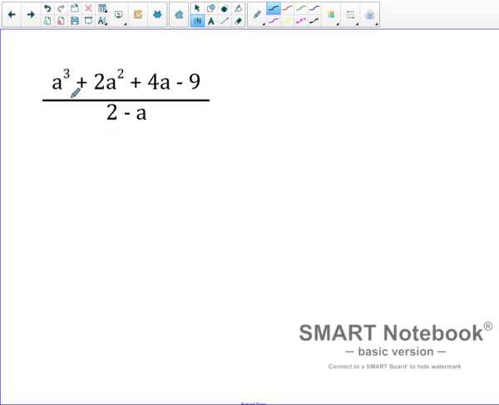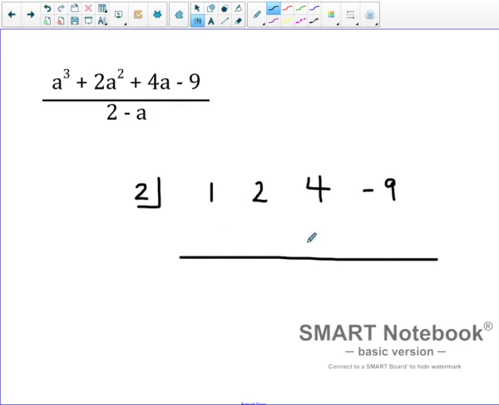Okay, so I'm going to set this up. I'll just write out the coefficients here. So this is 1, 2, 4, and negative 9. And then in the box over here, I'm going to put the number that makes this 0. So I have 2 minus a. My a here has to be 2. Okay, if I plug 2 into this, it would make that denominator 0. So this is what we're looking for now.